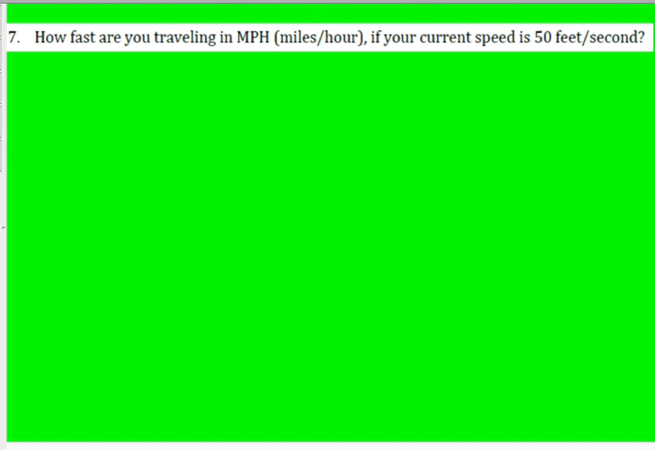Here's where they can get a little bit complicated, but I think you guys will be fine. How fast are you traveling in miles per hour if your current speed is 50 feet per second? Well, they give us feet per second like this. I'm going to rewrite it as 50 feet per, we'll say 1 second. Now, the thing of it is I got to convert feet to miles and seconds right here to hours.